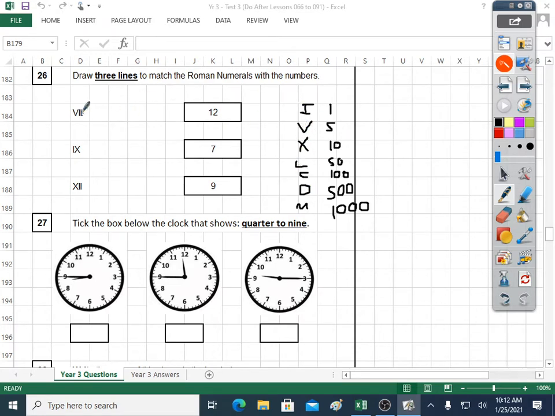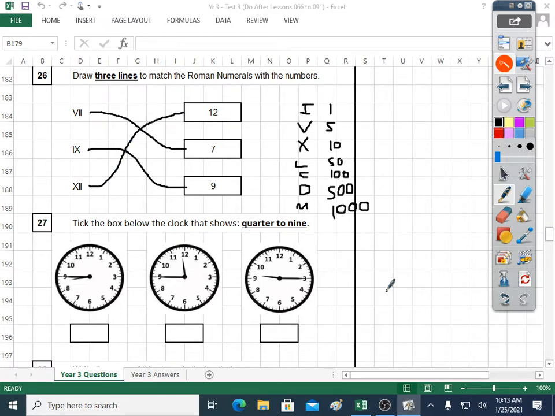So, VII. V is 5, I is 1, I is 1. 5, 6, 7. That one's worth 7. Next one, IX. 1 before the X means X is 10, but 1 being before it means 10 take away 1. So that one's 9. That's the hardest one, I think, on this one. And this one is 10, 11, 12. That's definitely 12, so that goes up to there.